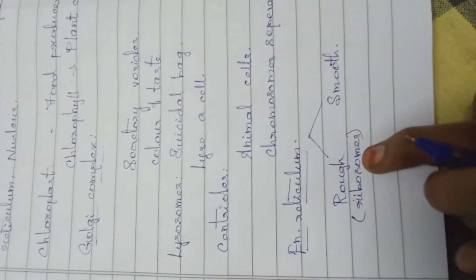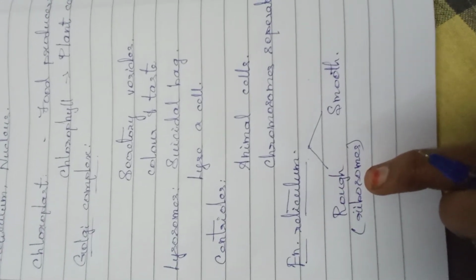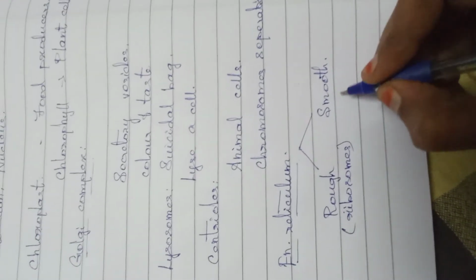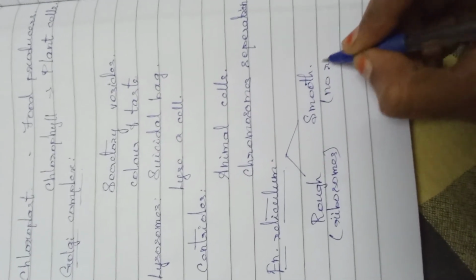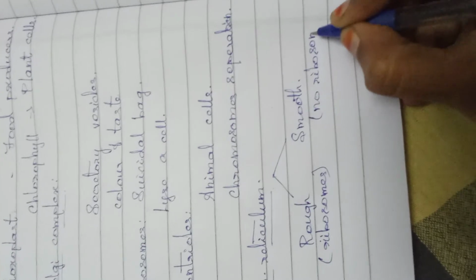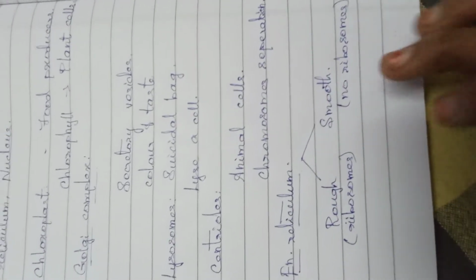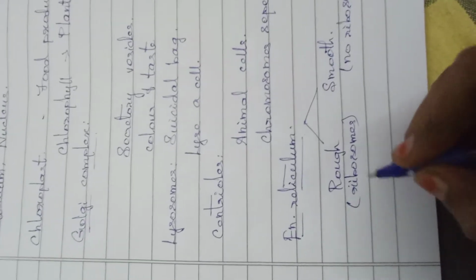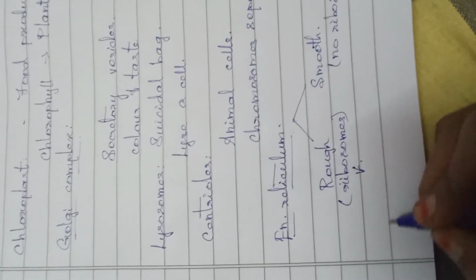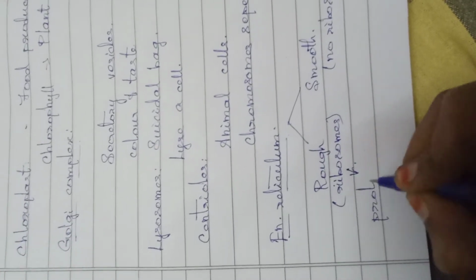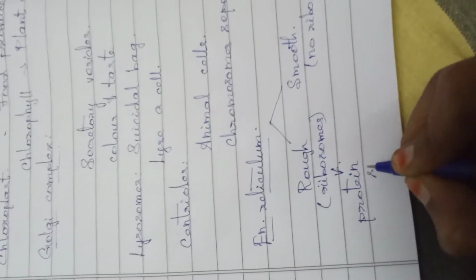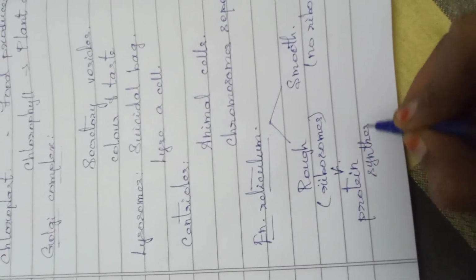Okay, ribosomes will be attached on the surface of the rough endoplasmic reticulum, and the smooth endoplasmic reticulum has no ribosomes. The ribosomes will be absent; it will be very smooth. That is what is called the smooth endoplasmic reticulum. And in the rough endoplasmic reticulum, what is their function? Protein synthesis. Protein synthesis is an important process of the rough endoplasmic reticulum.